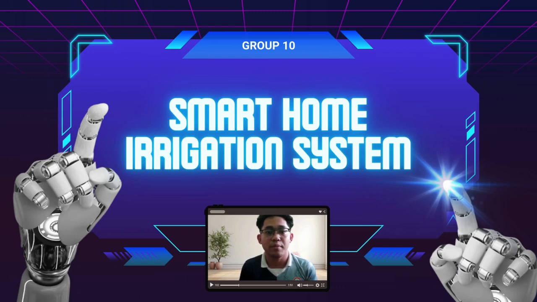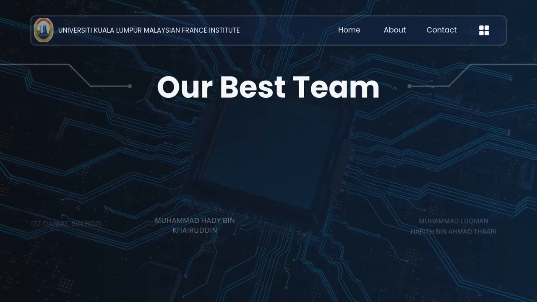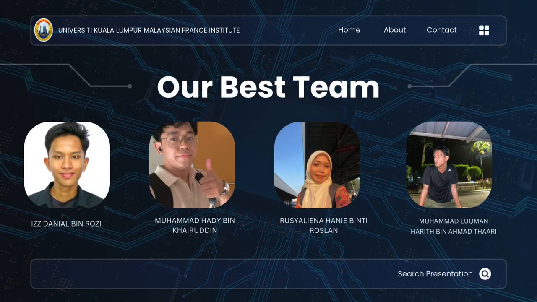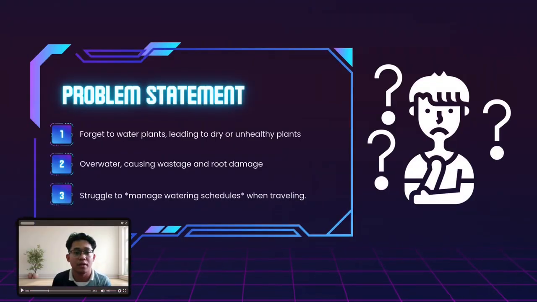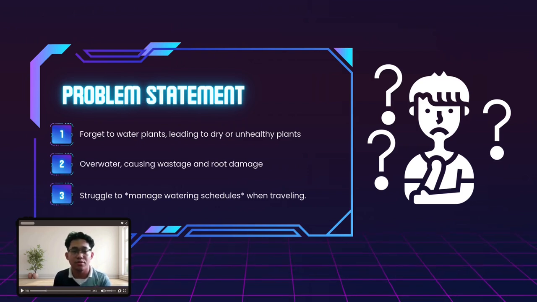Today we will be presenting our mini project on an IoT-based irrigation system. The main problems we are addressing include forgetting to water plants, which can lead to unhealthy or dry plants. Second, overwatering, which not only wastes water but can also damage roots. And finally, difficulty managing watering schedules, especially when traveling.